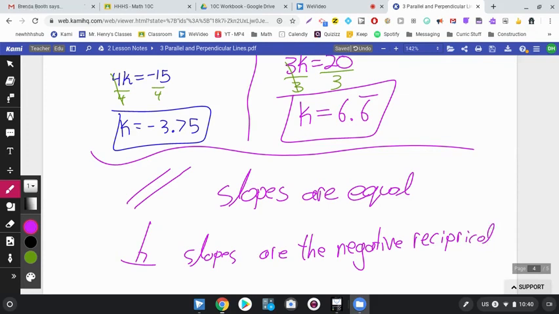Okay, so that's going to pop up later in the unit, and it's going to be important to know. It's just kind of a skill to have in our back pocket of knowing those parallel lines, those train tracks, those are equal slopes, whereas those perpendicular lines, those would be the negative reciprocal of each other.